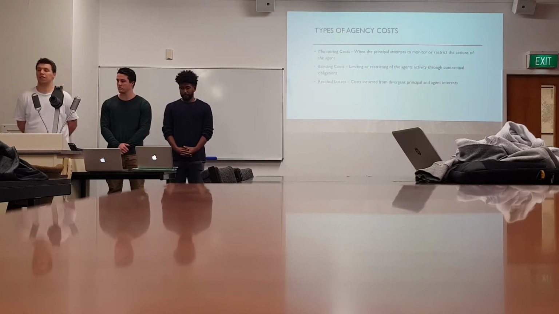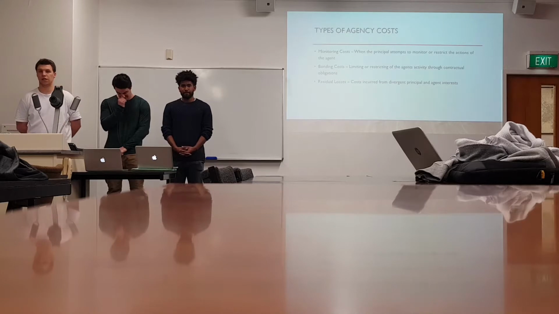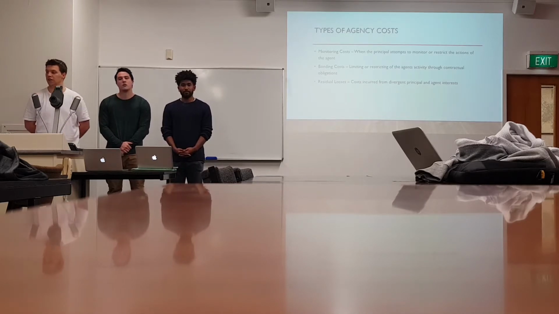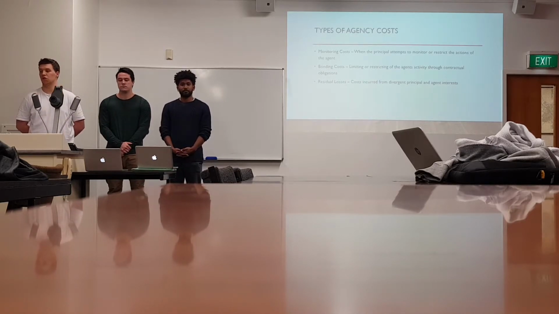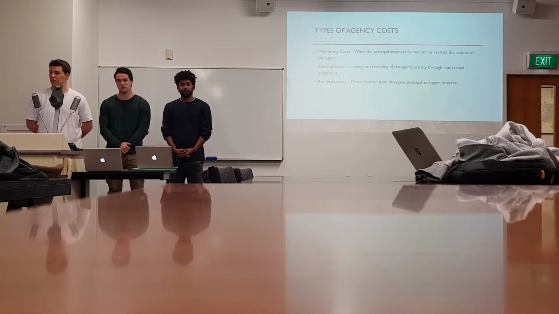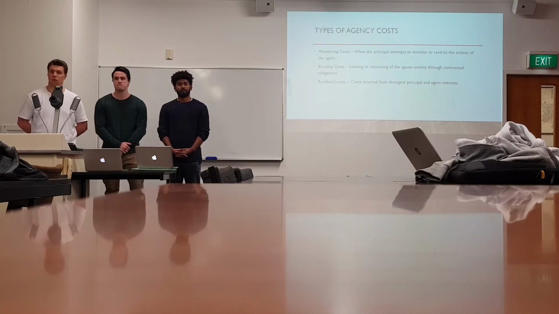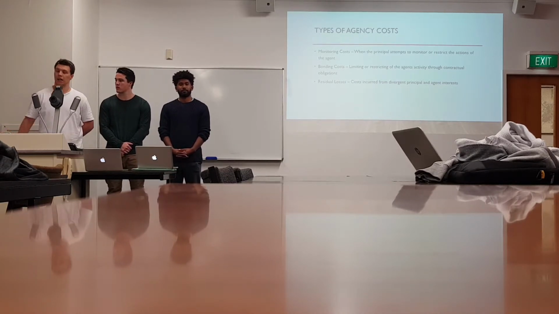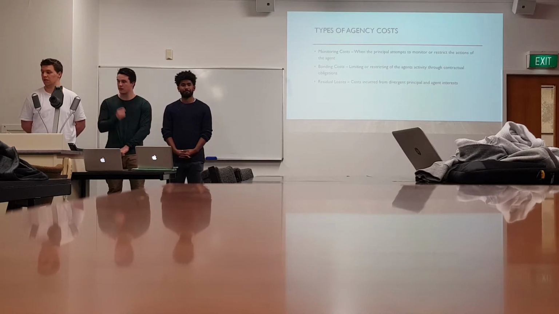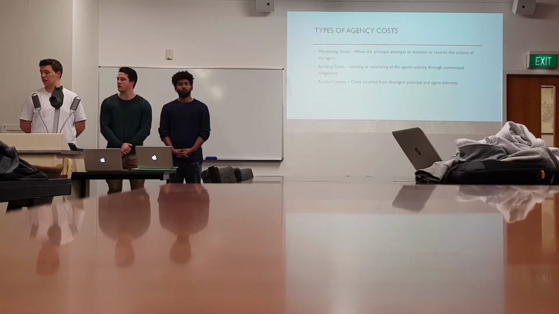So on from that, we have three types of agency costs. The first being monitoring costs. This is when the principal attempts to monitor or restrict the actions of the agent. Our second cost is bonding costs, which is limiting or restricting the agent's activity through contractual obligations. So these are set in stone before the agent starts. And then our last cost is residual losses, which are costs incurred when the principal and the agent's interests go different ways.